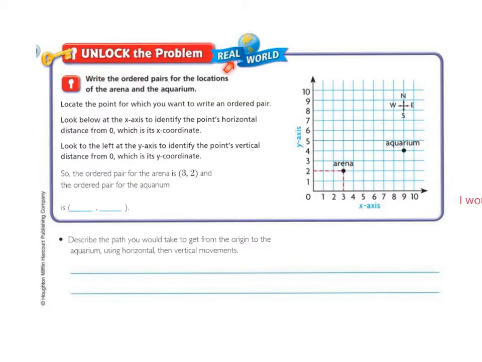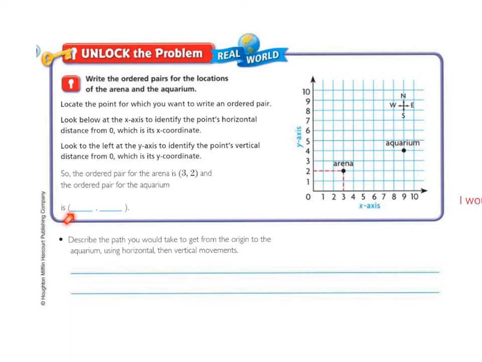All right, now let's unlock the problem. We're going to write the ordered pairs for the location of the arena and the aquarium. We're going to locate the point for which you write an ordered pair. Then we're going to look below at the x-axis to identify the point's horizontal distance from 0, which is the x-coordinate. Then we're going to look to the left at the y-axis to identify the point's vertical distance from 0, which is the y-coordinate. So the ordered pair for the arena is 3, 2. Remember, 3 is the x, 2 is the y.